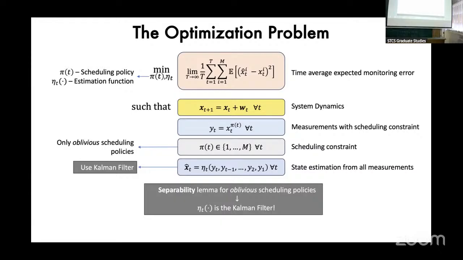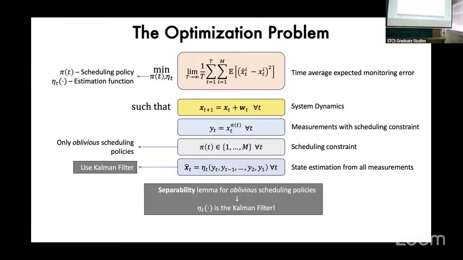Because if you access the state itself, then you would want to design a policy that says, oh, my error in this dimension is low, I don't need to observe that dimension, my error in this dimension is high. So simply, it is the policy that depends on the sigma algebra generated by the observer.